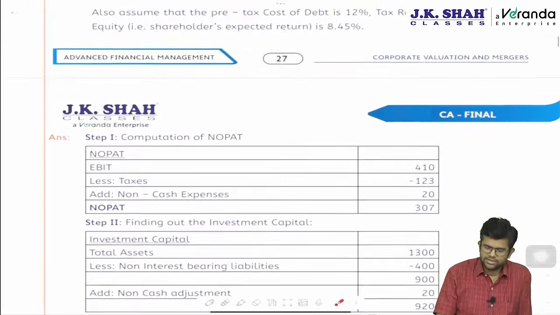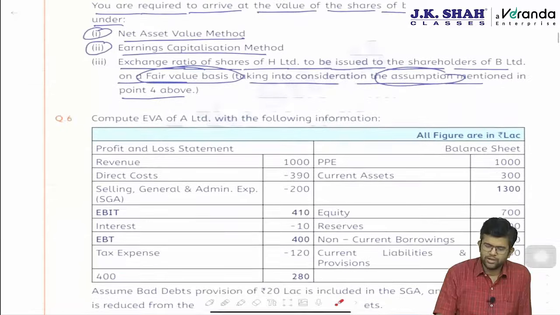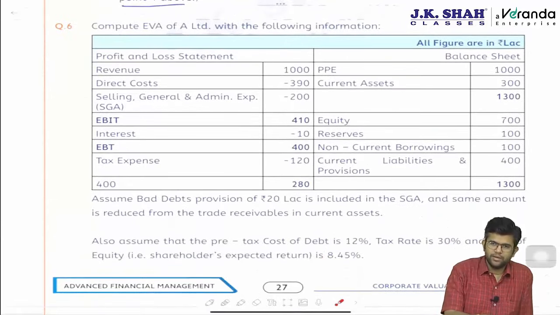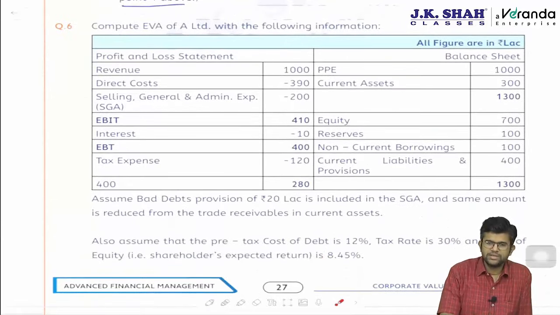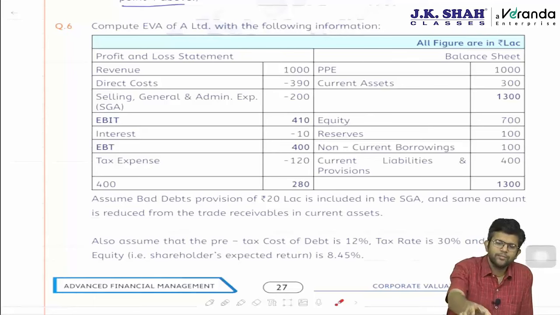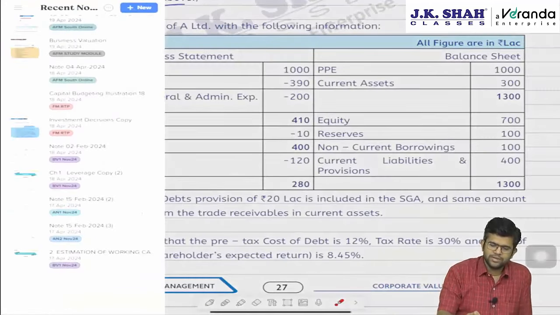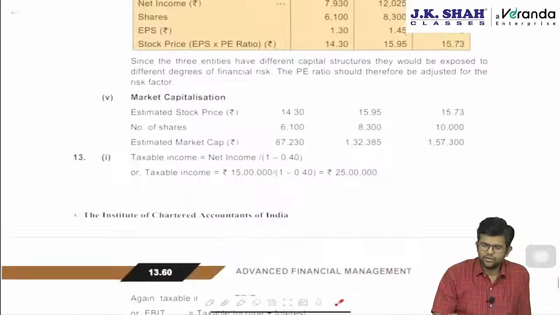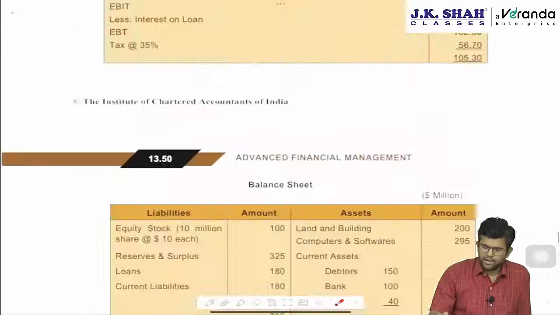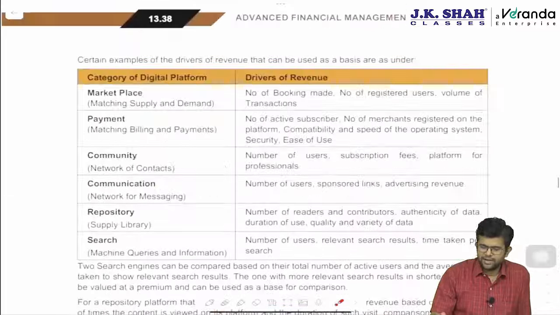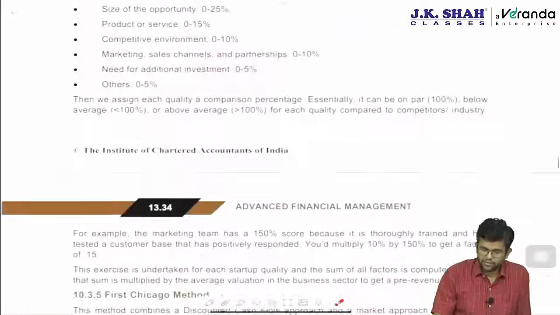Now question 6, I have kept the solution in the textbook only, but in the notebooks you can just write question 6 solution in textbook. Question 6 solution in textbook, and there is a reason why I have kept the solution in the textbook.